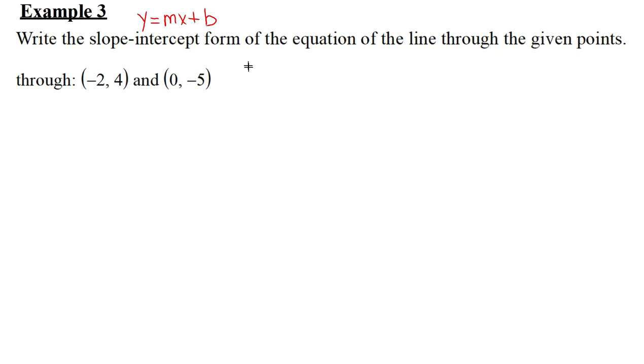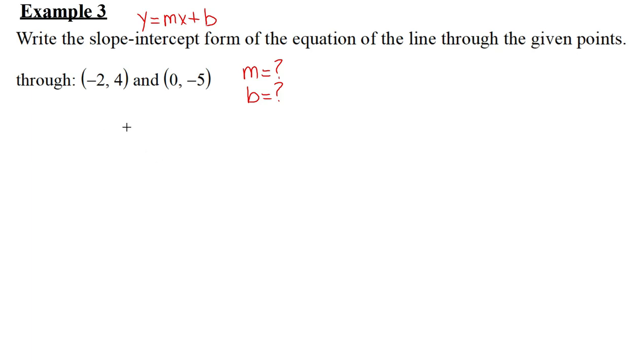So in order to write something in slope-intercept form, we need to know two things. We need to know what the slope is, m, and we need to know what the y-intercept is, b. Once we know those two things, we can go ahead and write the equation in slope-intercept form.